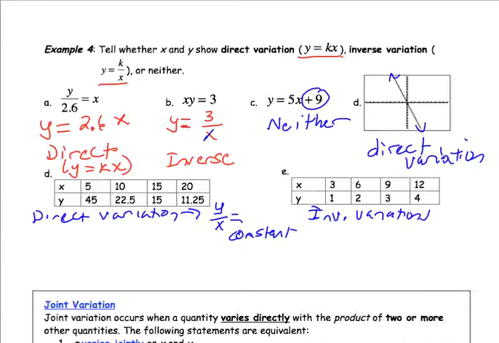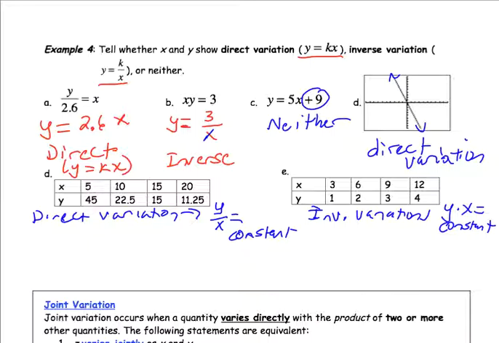then y times x is a constant. Okay, so let's use these two ideas in order to determine what we have in the tables. So in letter D, in this example, if I look at y divided by x, the first one, 45 divided by 5 would be 9. 22.5 divided by 10 would be 2.25. So this is not direct.